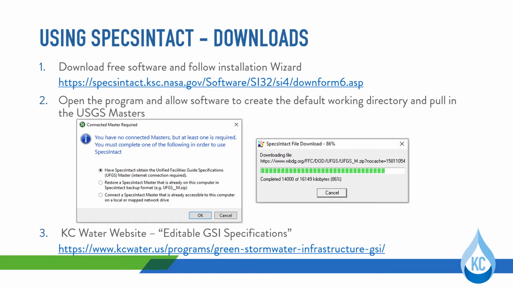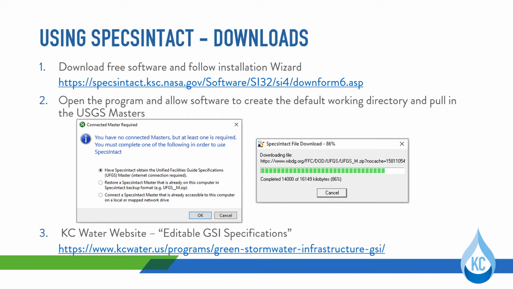So enough background, let's talk about how to actually use the SPECSINTACT software for the Green Stormwater Infrastructure specifications. First, you're going to navigate to the SPECSINTACT website and download the free software. The link is included on this slide. The website requires submittal of your email, name, company, and phone number to start the download. A link to download the executable or the .exe file is available immediately after the user information is submitted.